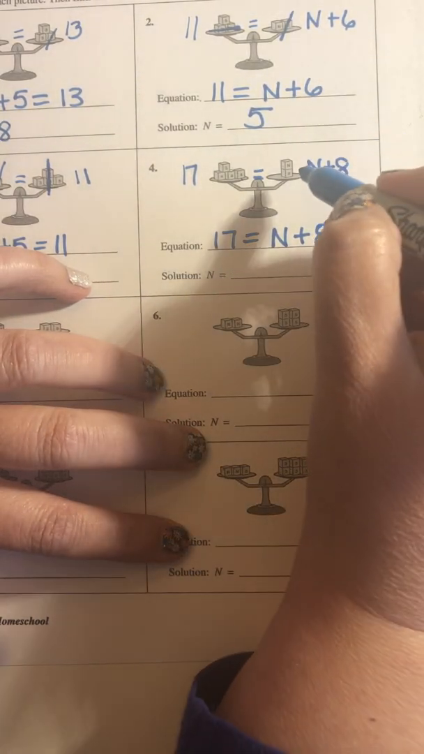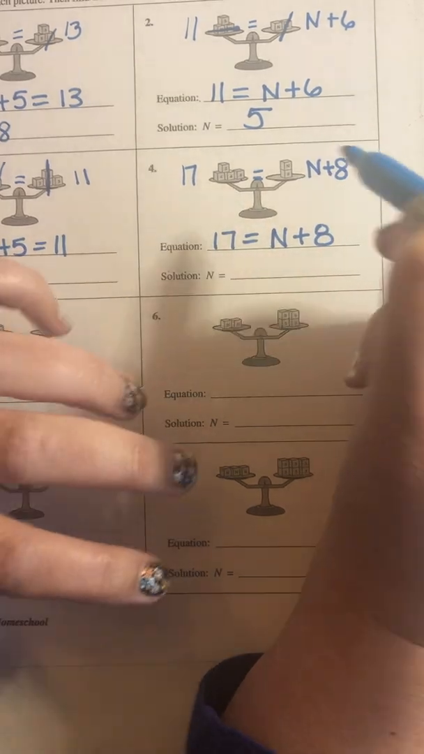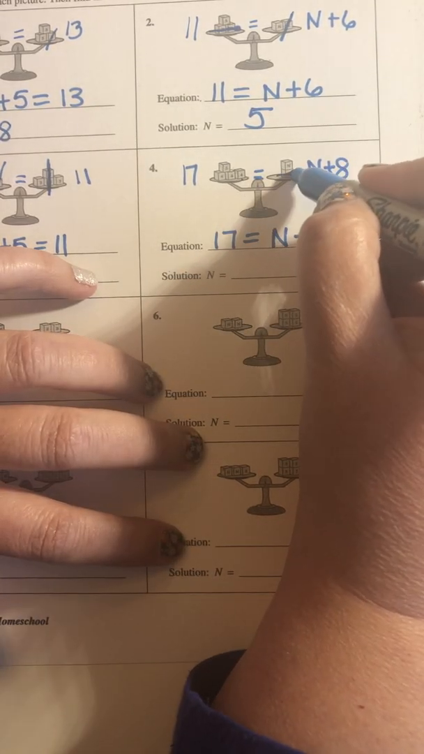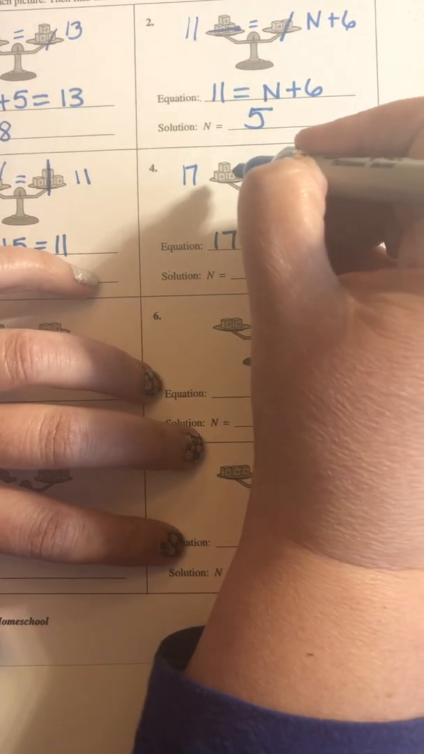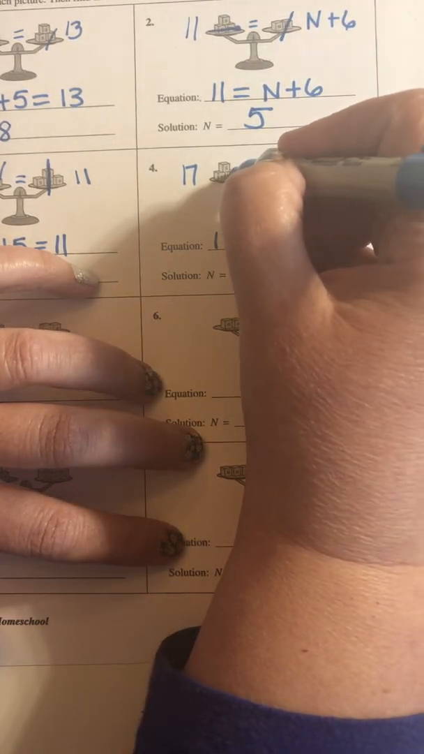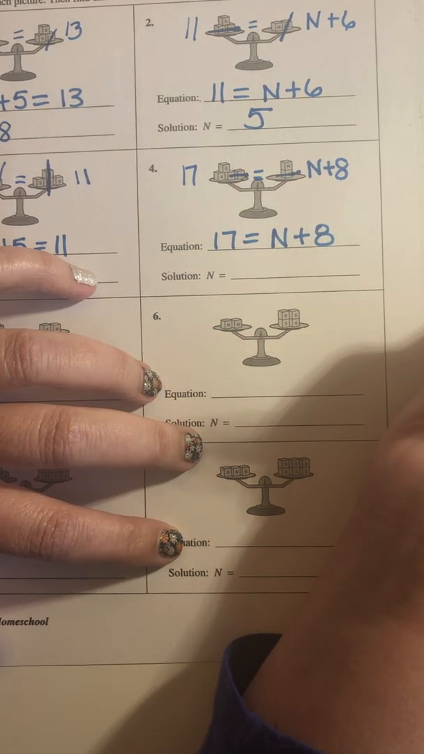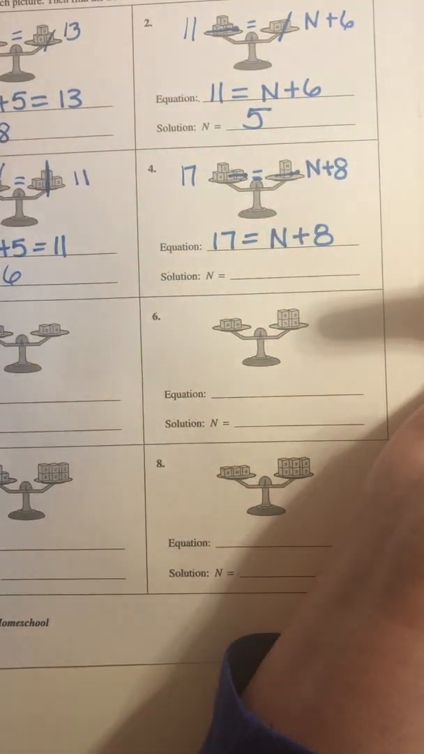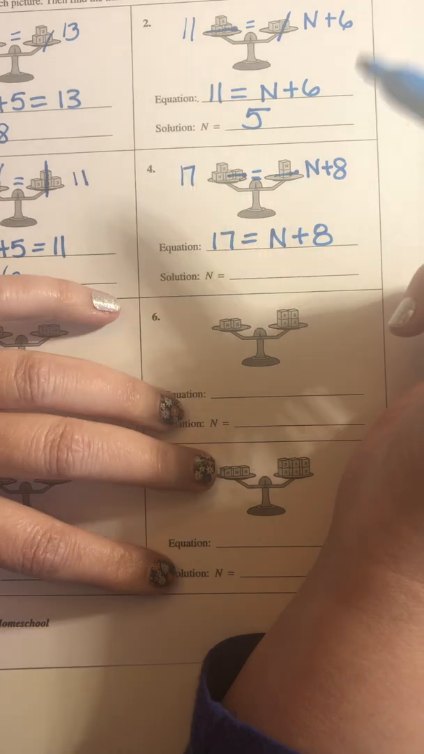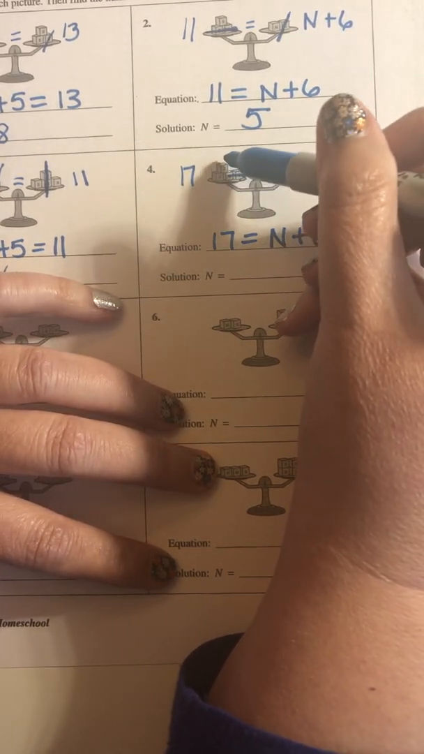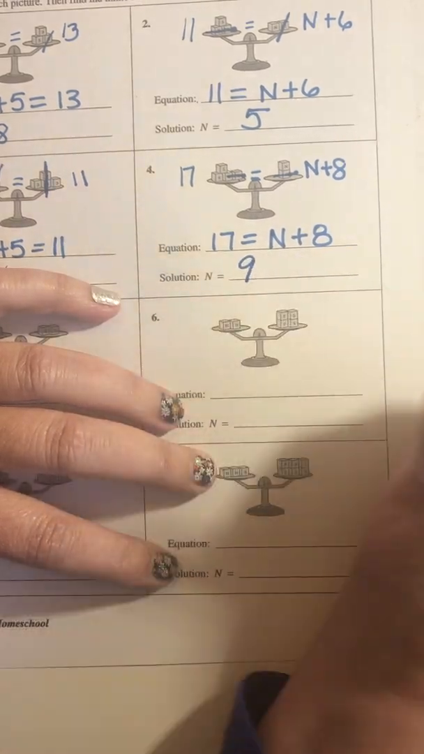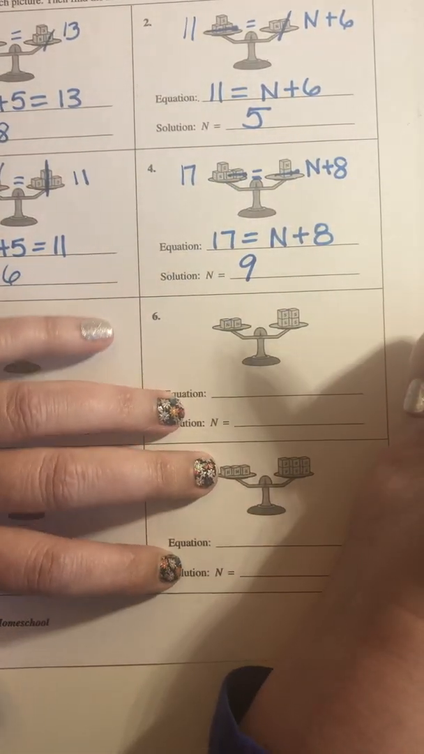Now I can remove an equal amount from both sides. So I'm going to remove my 8 from over here and just have my n left. And on this side, I'm going to remove 8 also. So I'm going to take out those two. So I took off 8 from both sides, so I'm still in balance. Now my n is equal to what's left over here, which is 9, because 5 plus 4 is 9.